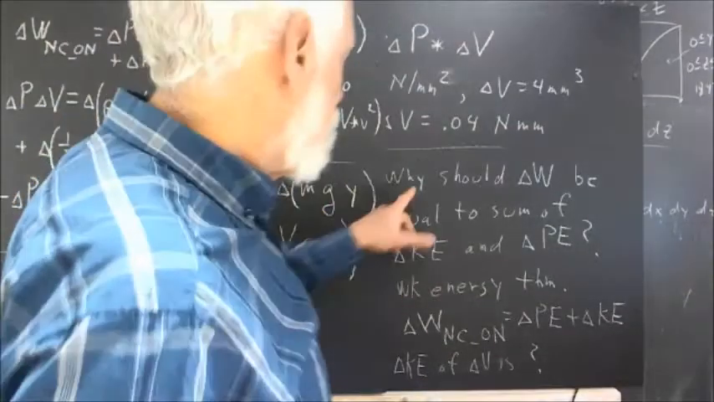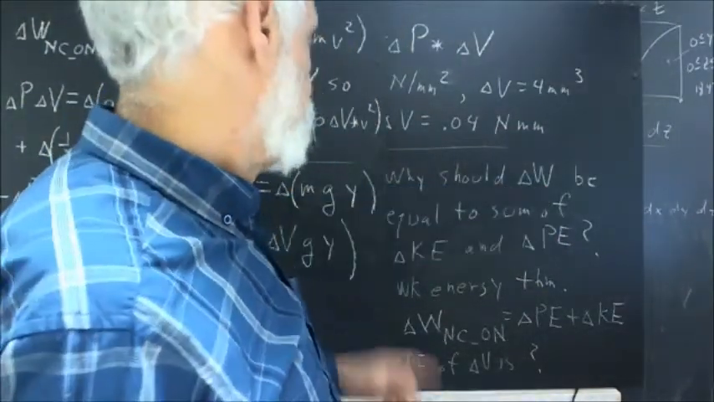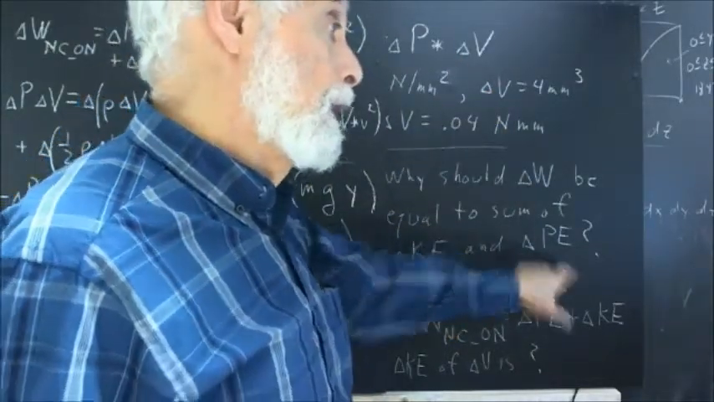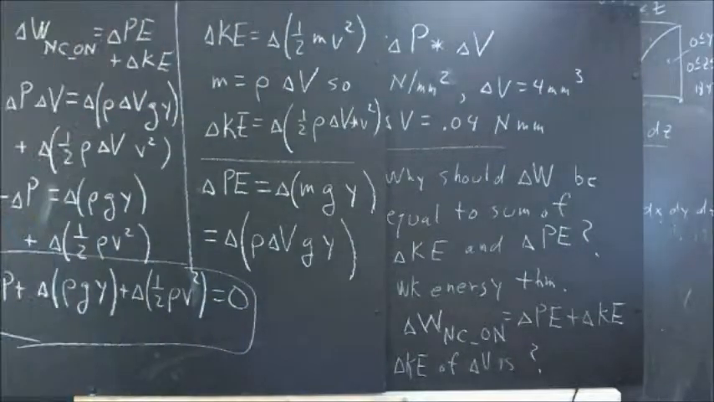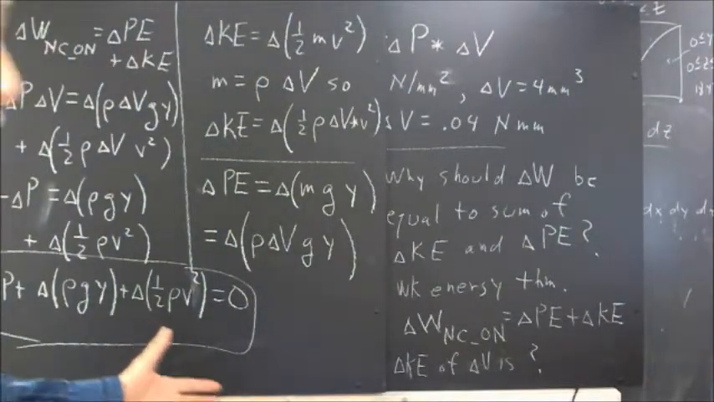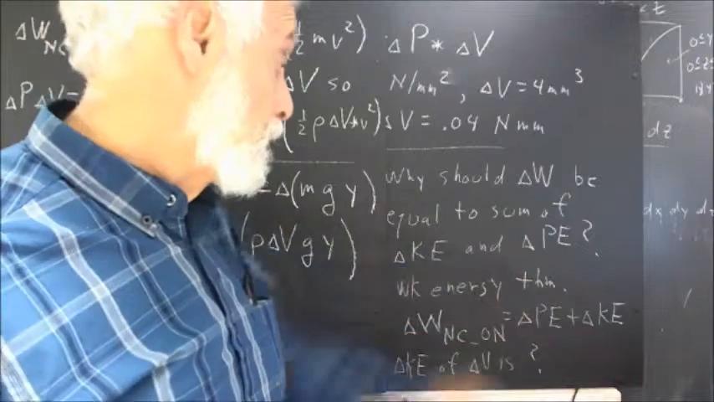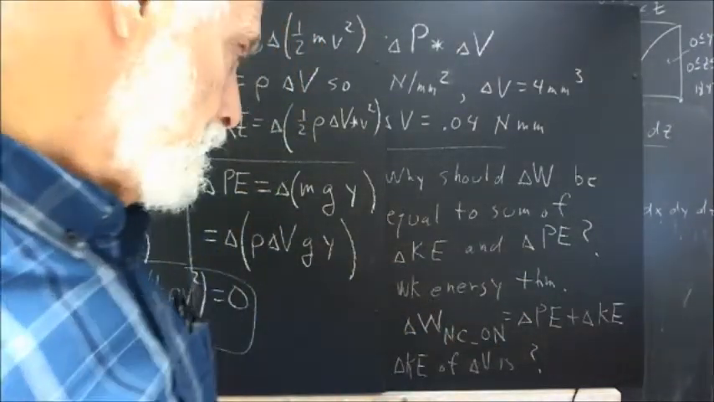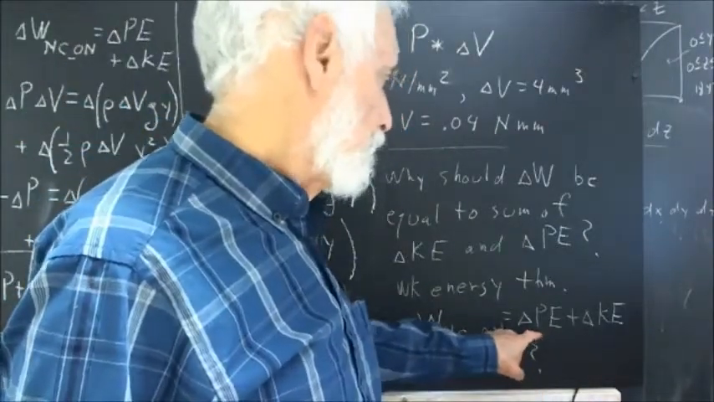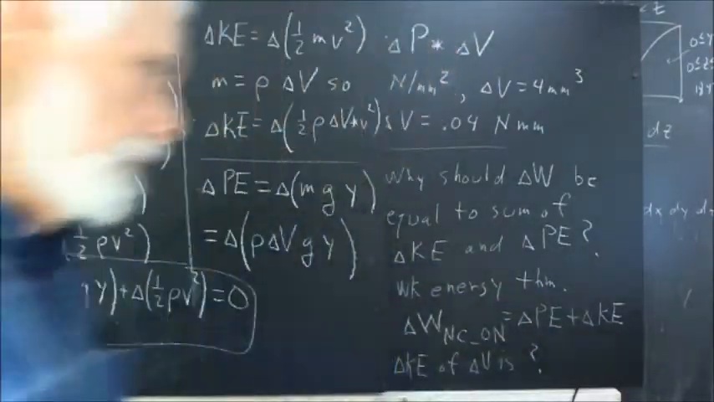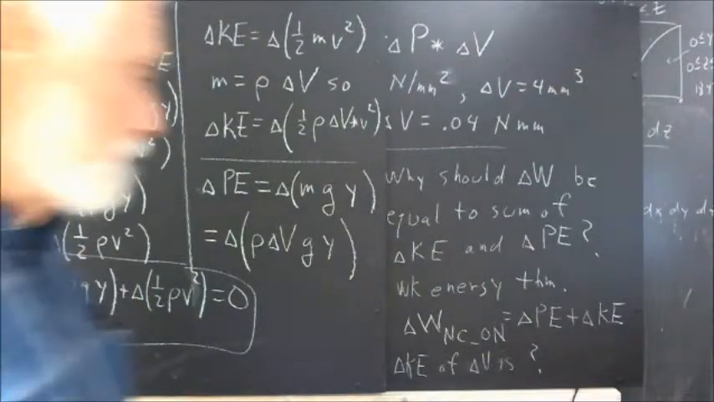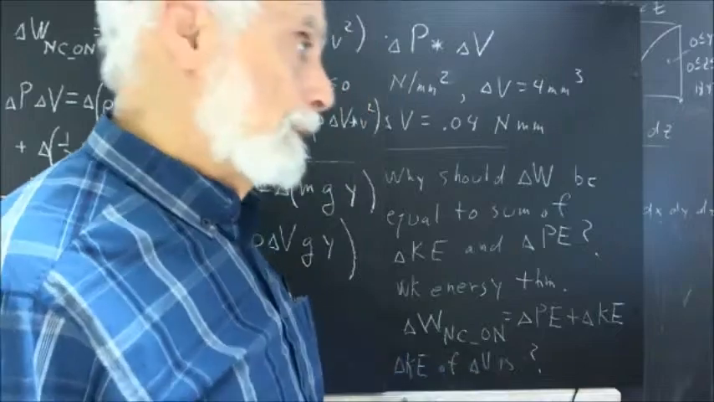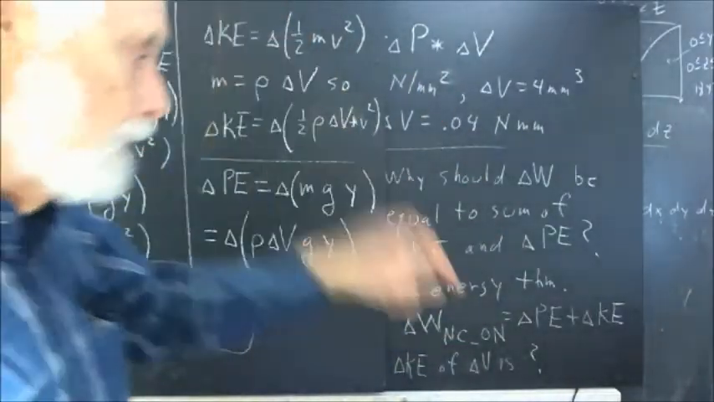Next question. Why should the work done, as we've calculated, be equal to the sum of the change in kinetic and change in potential energies? Well, the obvious answer is the work-energy theorem. The work done by non-conservative forces on any system or object is equal to the change in potential plus the change in kinetic energy. So, the change in kinetic energy of the volume increment in this case, or in any case, is what?